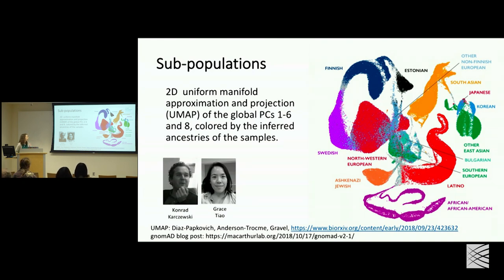Konrad Karczewski and Grace Chow, along with others, have been working on subpopulations in this data set using a fun way to represent this called UMAP. I've shown you the bioRxiv link there, and there's also more information about this in the gnomAD release blog post on the MacArthur Lab site. But basically, you can see the different subpopulations that are broken out here. The size of each one has more to do with the representation of each population in the data set, not in the world. And you can't go too much by how close the populations are together, but it shows you the different subpopulations we're able to break out.